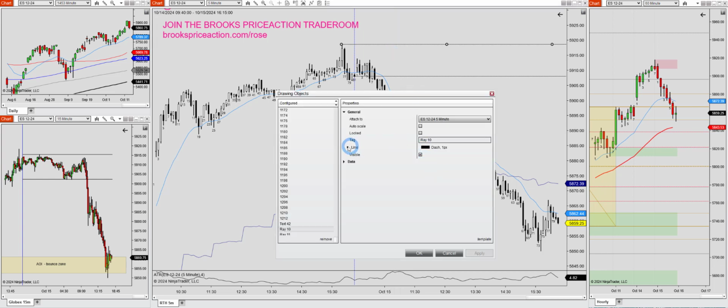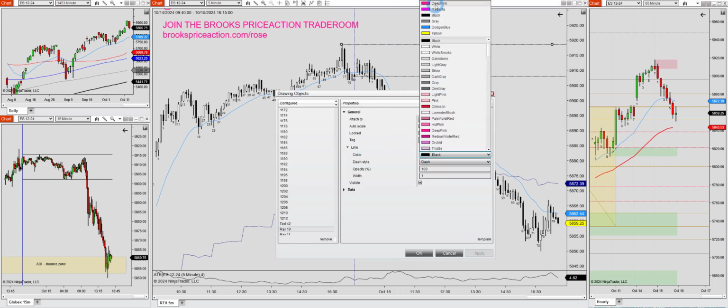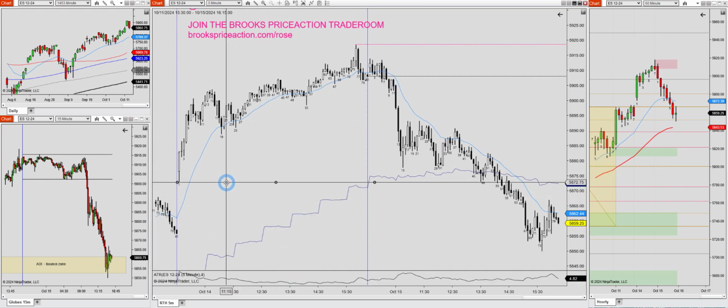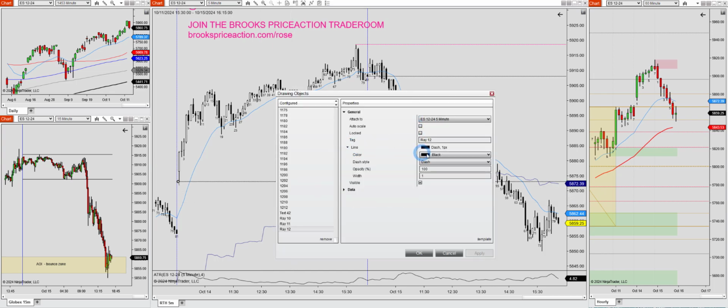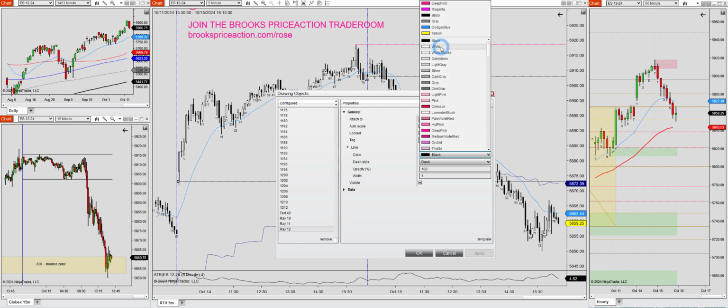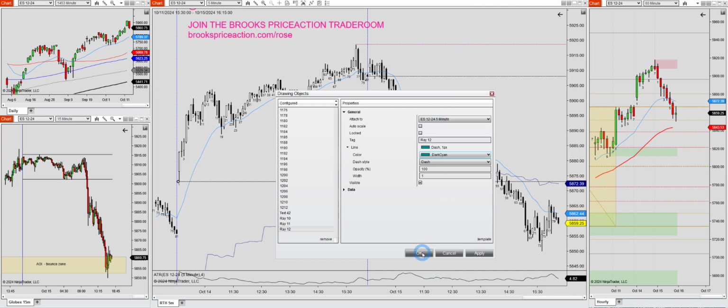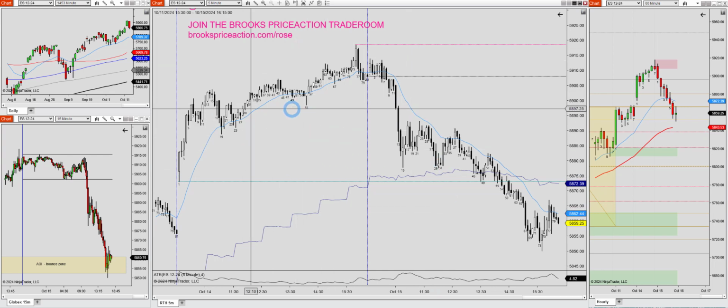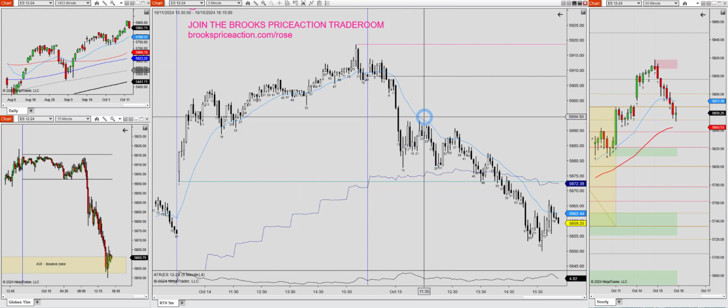I generally color code them. I like to pay attention to those levels a lot. And then yesterday's low was bar 1 low. I'm going to have that because when the market gets there, I'm looking for buyers. So I'm going to mark that as somewhat of a green color. And then you can have a mid-range of yesterday, but it's not necessarily important.